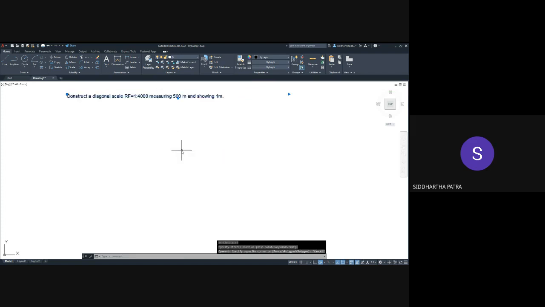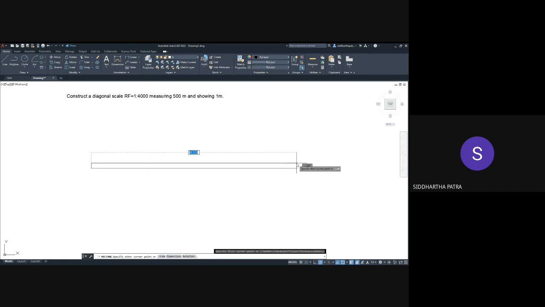So I hope the statement is clear. You're supposed to construct a diagonal scale whose total length should be 500 meters and the least count should be 1 meter. So you would construct a rectangle which in the horizontal direction should be 500 divided by 4000. If you divide 500 meters by 4000, how many millimeters is it? 125 millimeters, right?